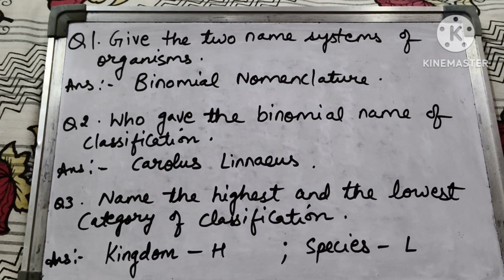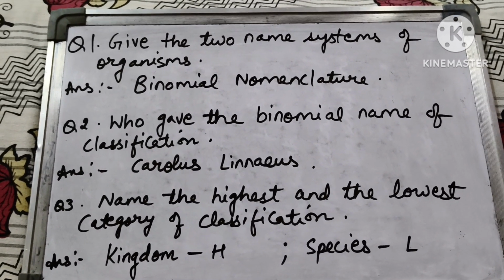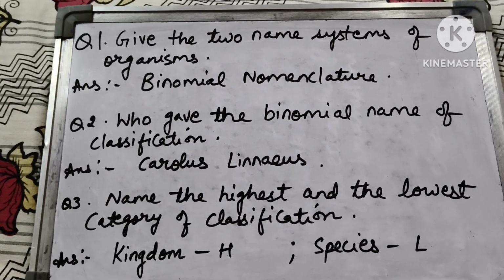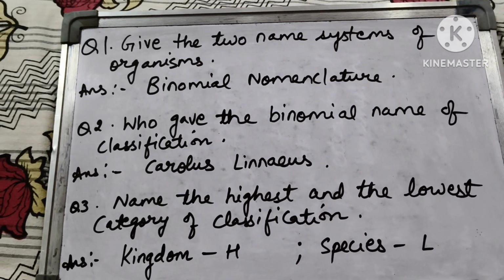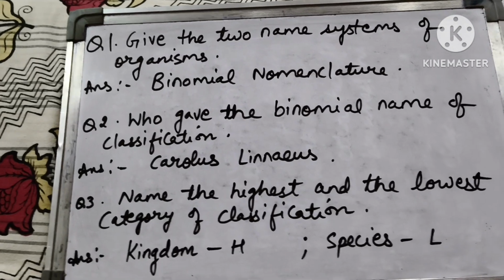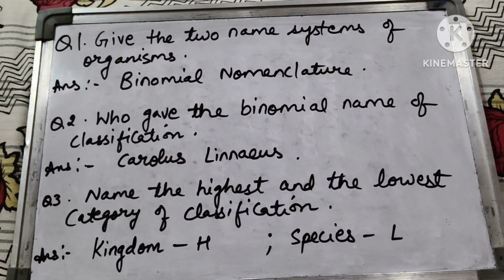10 most important questions of class 11 biology chapter 1. So let's start. First question is, give the two name systems of organisms. So the two name system, as we have already discussed in the notes in the previous video, it is binomial nomenclature.